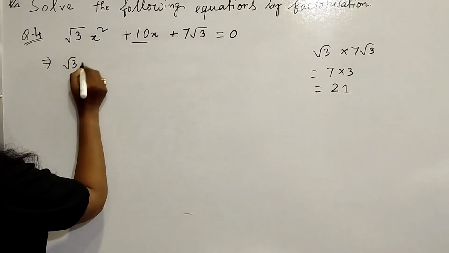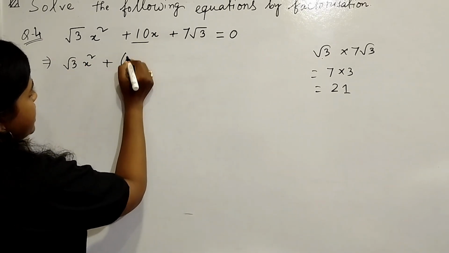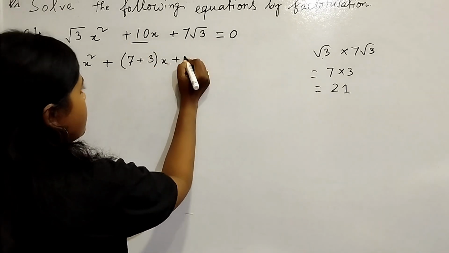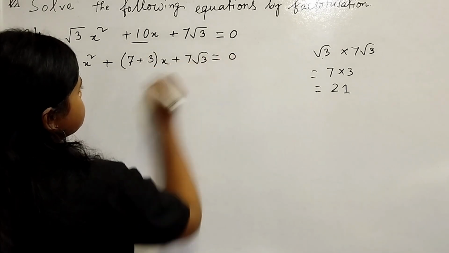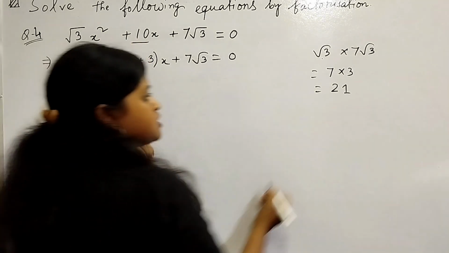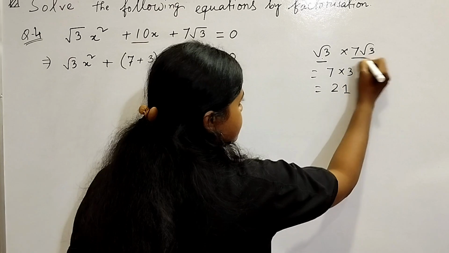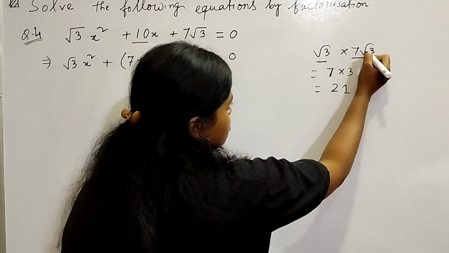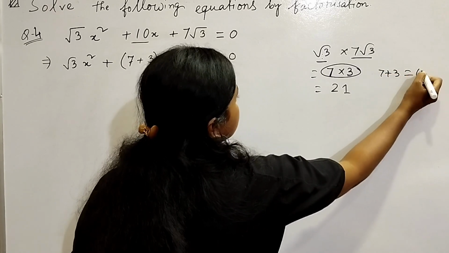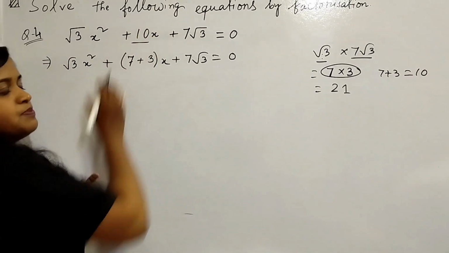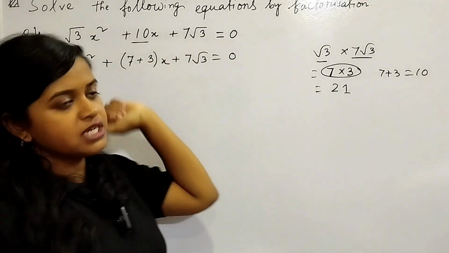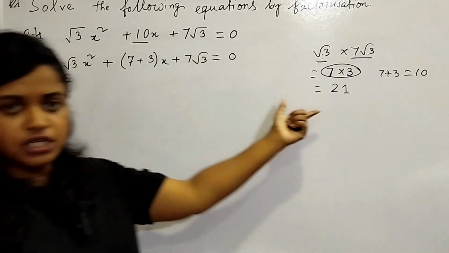Okay. So now we will write root 3 x square plus, in the place of 10 we will write 7 plus 3, into x plus 7 root 3 equal to 0. Do you understand? So 10, how can I get 7 plus 3? Because here the product of root 3 and 7 root 3 is 7 and root 3 and root 3 becomes 3. And 7 plus 3 will be 10. We have to adjust this middle term by their product, the product of the coefficient of x square and the constant term.